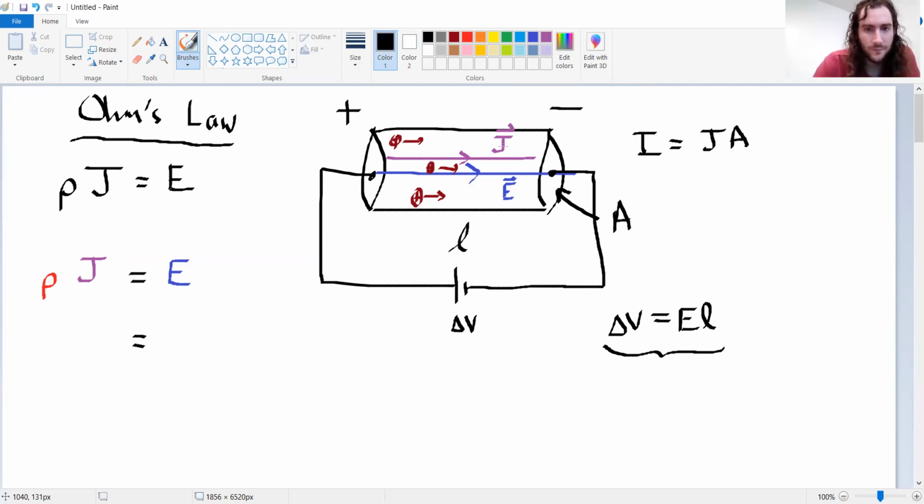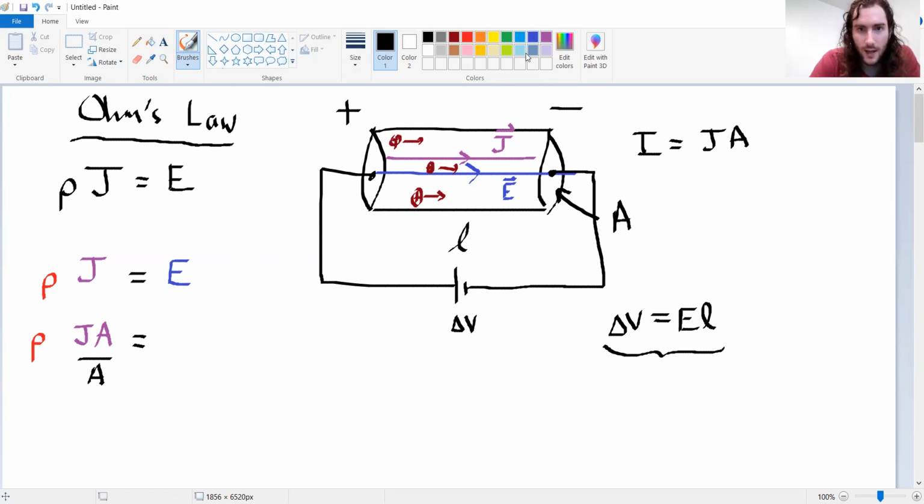J here, we're saying I is J times A, right? So let's multiply top and bottom by A. And actually, let me go one step further here. Let's write a purple A with the J. So we have this extra A on the bottom here.